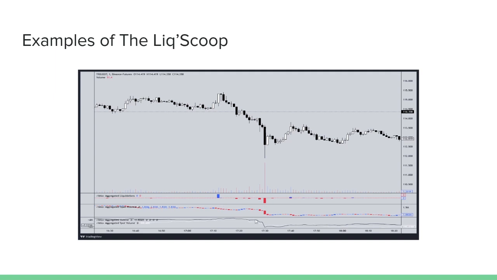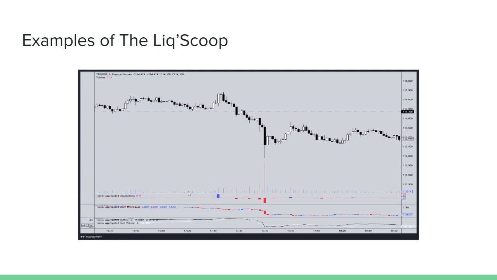The last thing that I want to pay attention to here is the futures CVD, which is just the black line, this black oscillator in the bottom panel. We are looking for that to spike either up or down depending on what direction liquidations and buys are coming in.